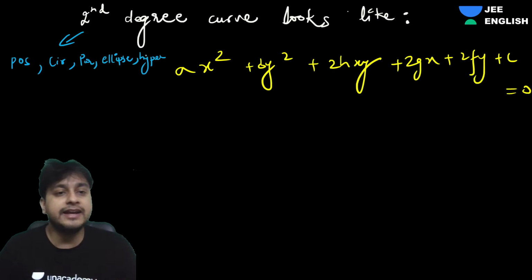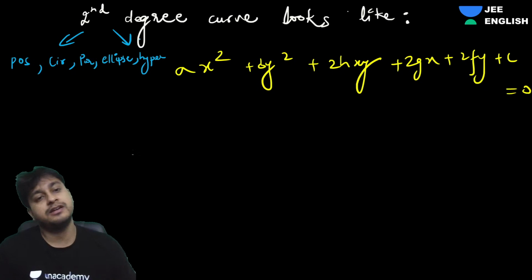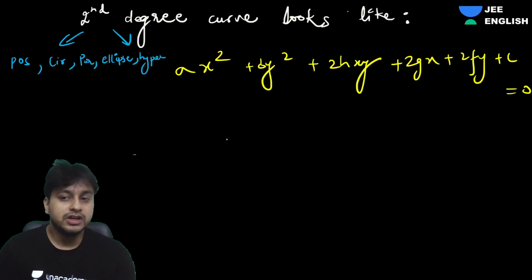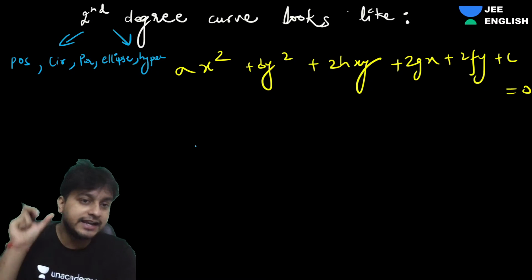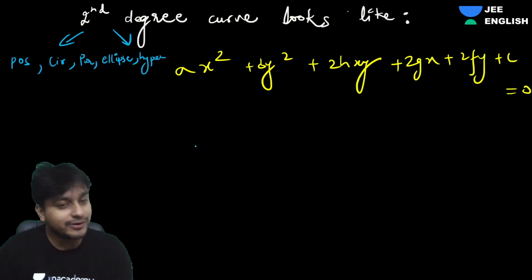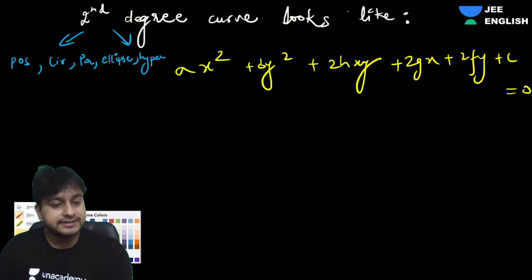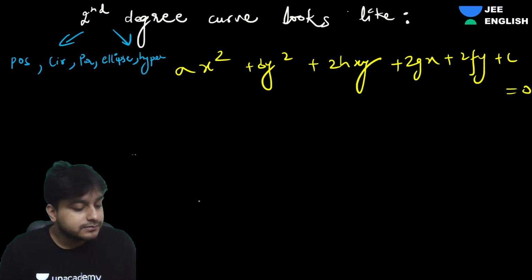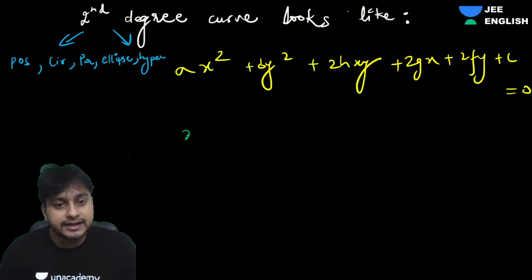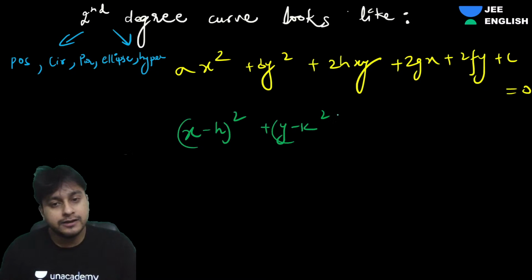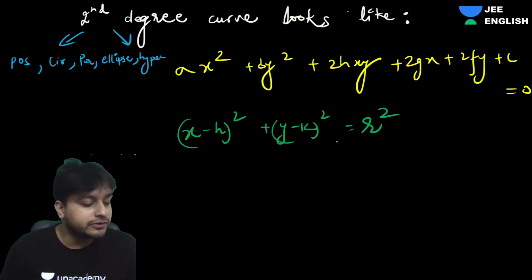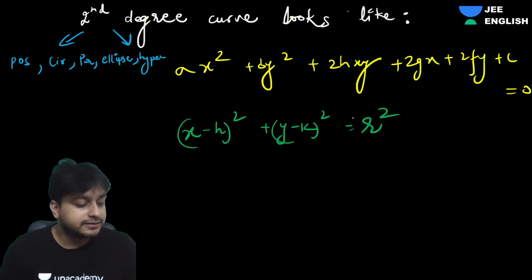But guys, this second degree curve can be any of these, right? Depending upon the situation. So guys, let's compare and get the condition for this second degree curve to be a circle. Okay, how can we do that? Let's see. Okay, so guys, can I say that x minus h whole square plus y minus k whole square equals to r square is also equation of the circle? Yes.